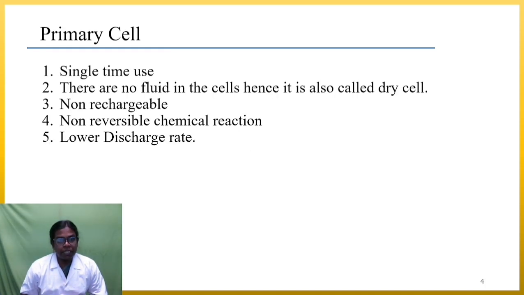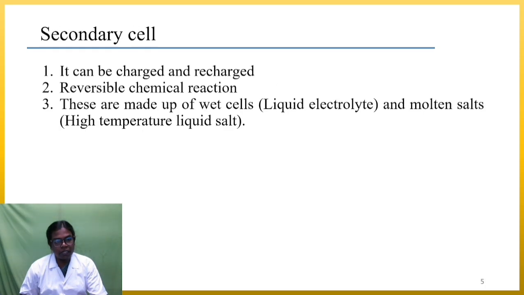Then the primary cell. There are two types of cells, one is primary and the other is secondary. The primary cell is single-time use and there is no fluid in the cell, hence it is also called a dry cell. It is non-rechargeable, has a non-reversible chemical reaction and a low discharge rate. This is applied in single-time use items such as clocks, remotes, etc.